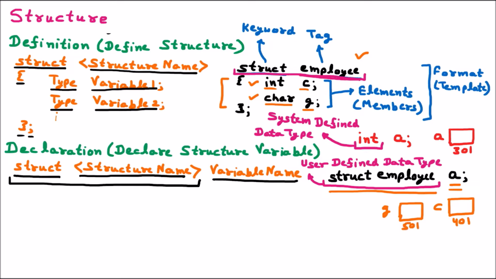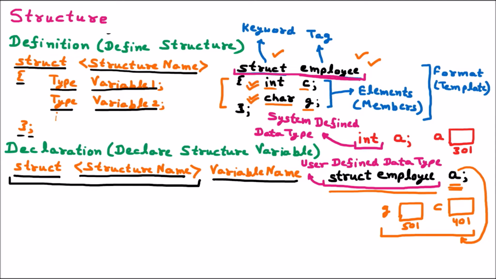So whenever you talk about a, now a has two blocks. So corresponding to this variable a, we will have the two blocks created. Why? Because this a is a variable of employee, and employee is a structure, and the structure contains two further elements.